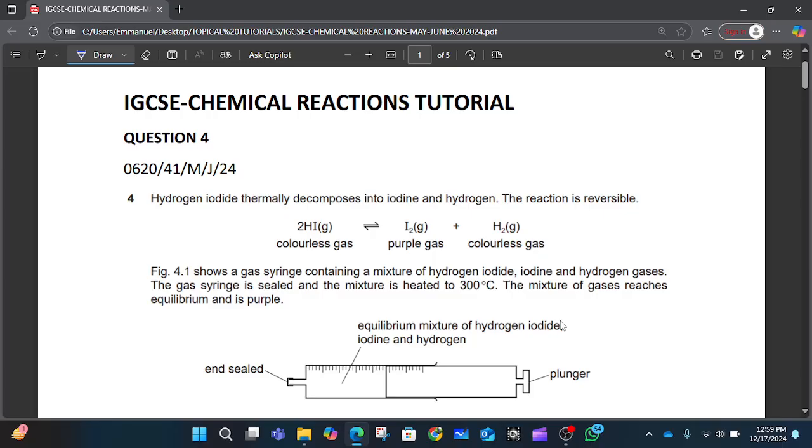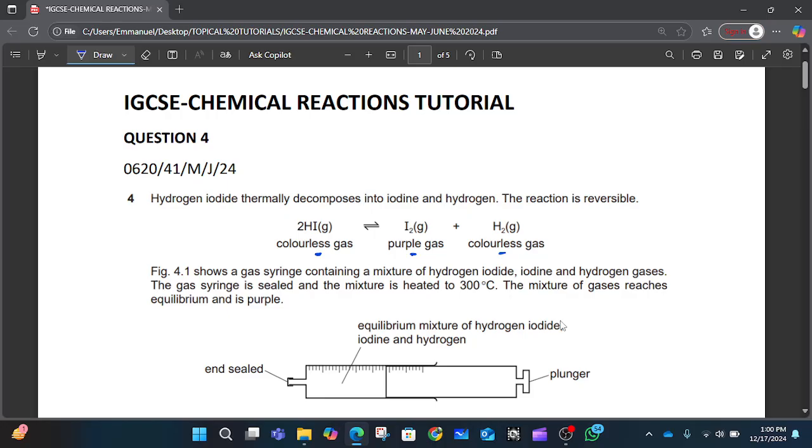Hydrogen iodide thermally decomposes into iodine and hydrogen. The reaction is reversible. 2HI gas giving I2 gas plus H2 gas. The hydrogen iodide gas is colorless, the iodine gas is purple, and the hydrogen gas is colorless.